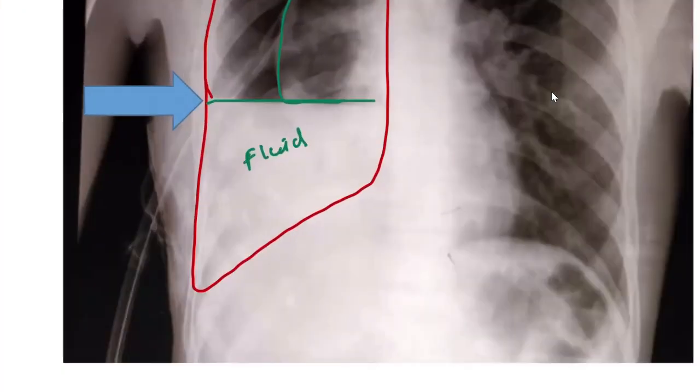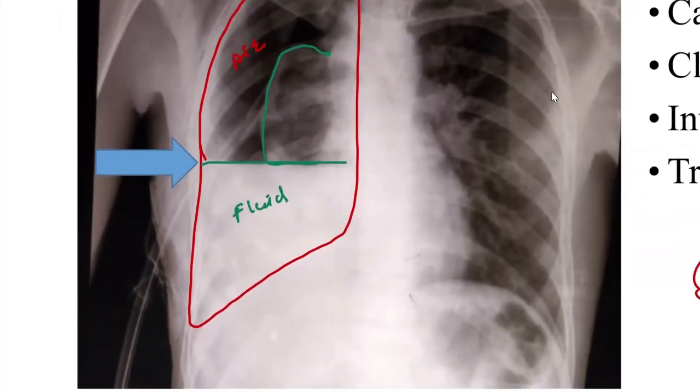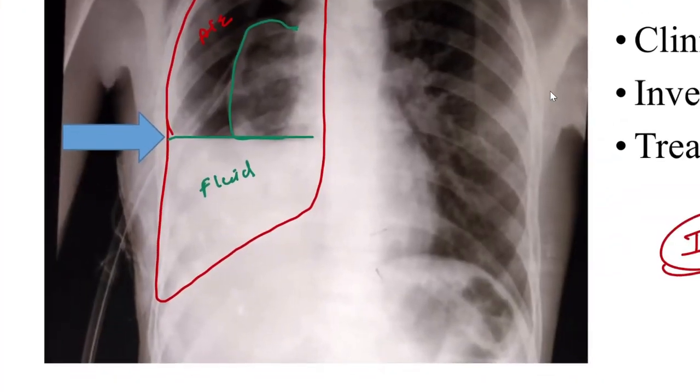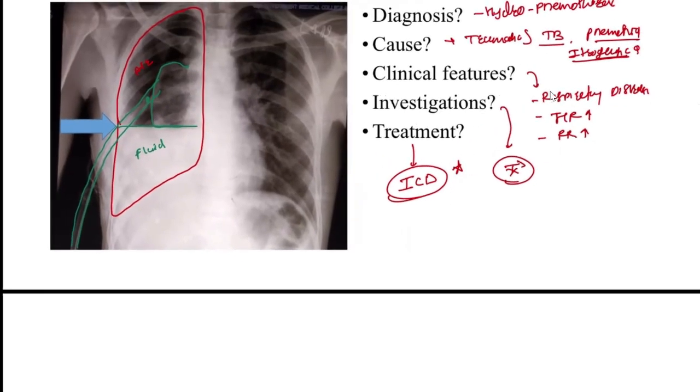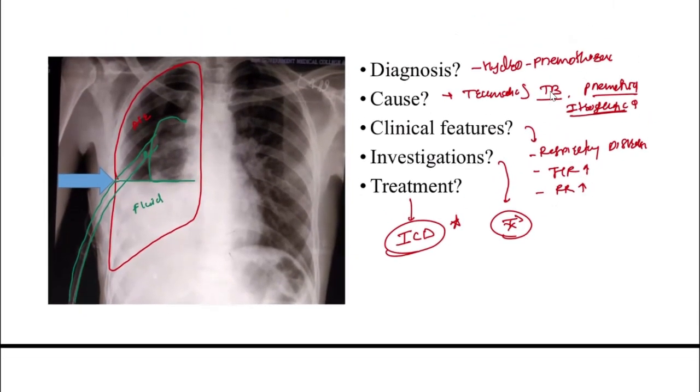Actually, an ICD is already inserted in this X-ray. So this is the ICD, the intercostal drainage tube. So this is the hydropneumothorax with the ICD.